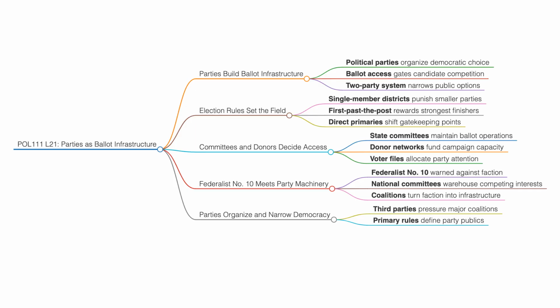The unresolved judgment remains sharp. Do parties discipline faction enough to make self-government possible, or do they become gatekeepers that teach citizens to outsource judgment to coalition labels? The machine may be necessary. Necessity does not make it innocent. The unresolved question is whether parties make democratic choice possible or decide too much before voters arrive.